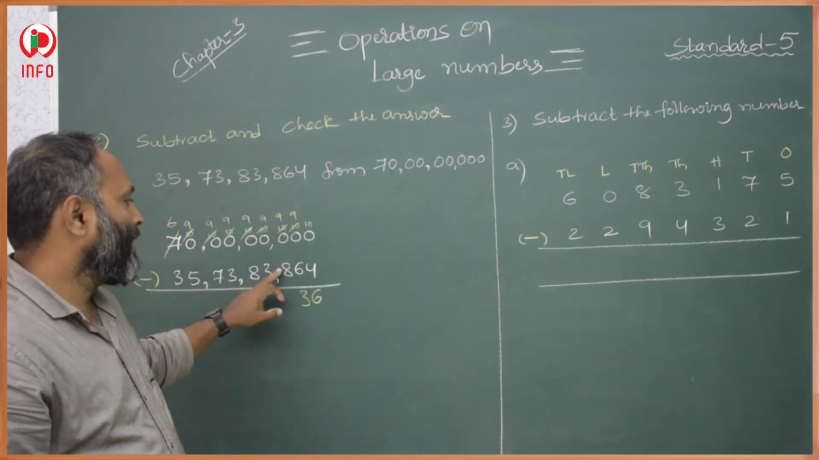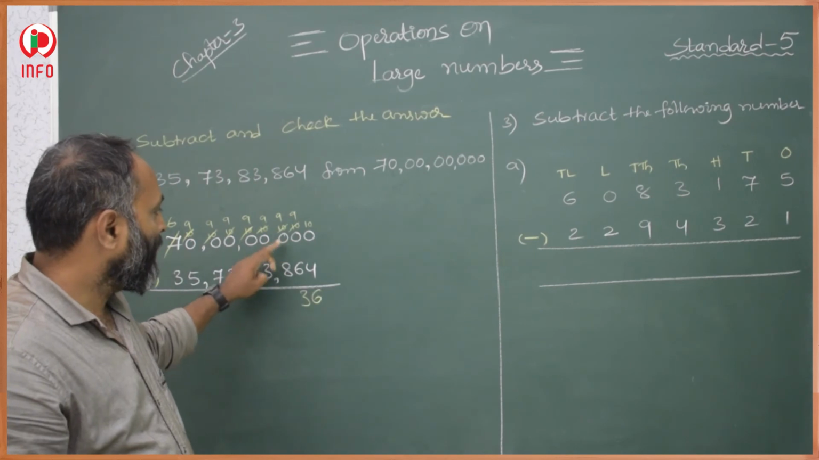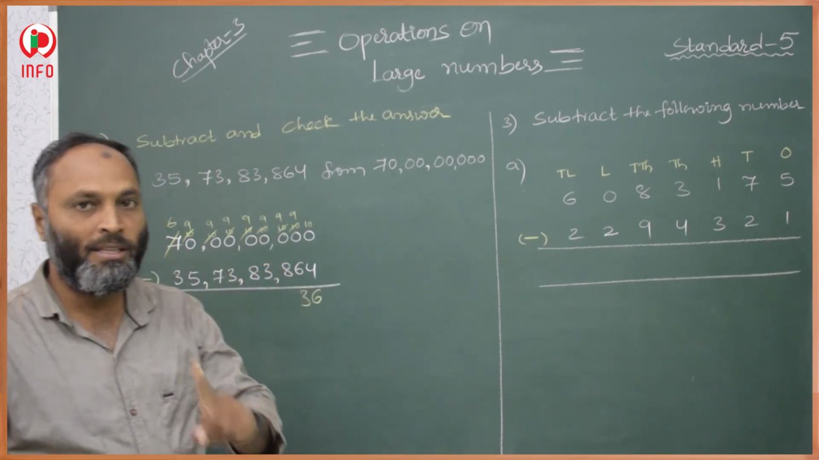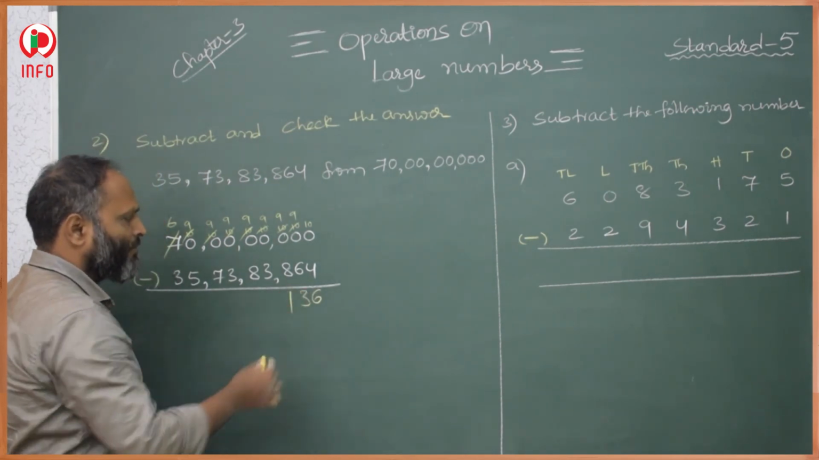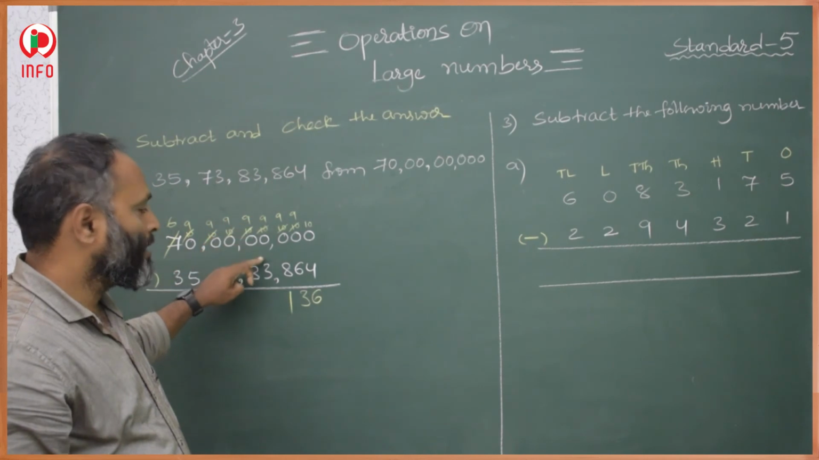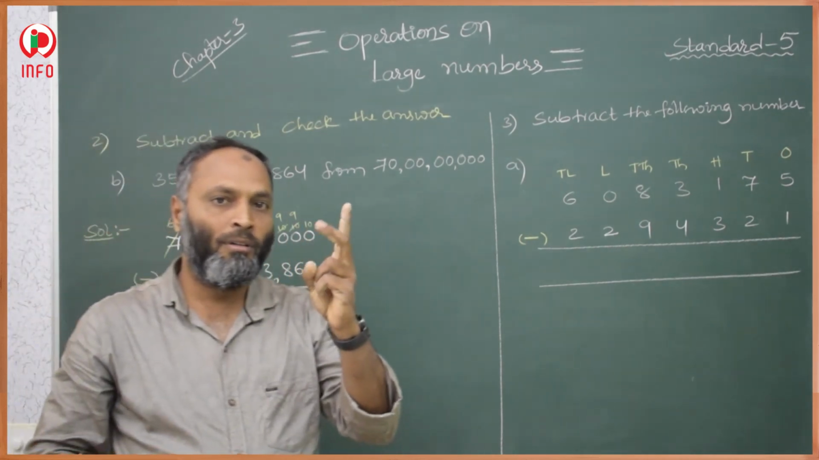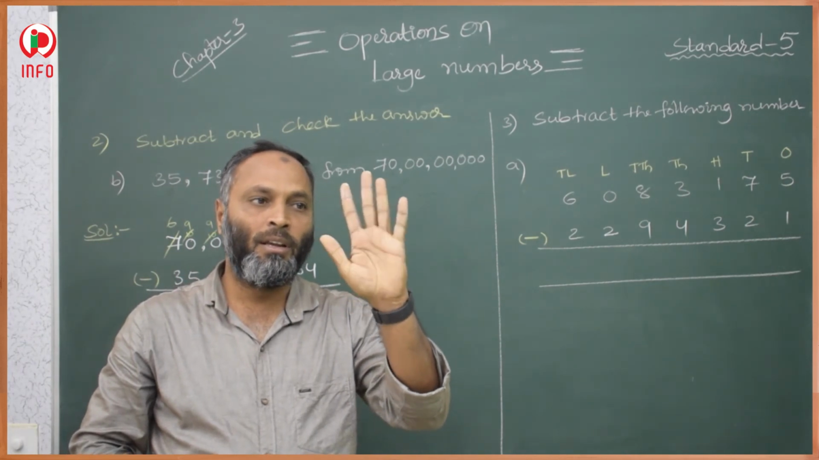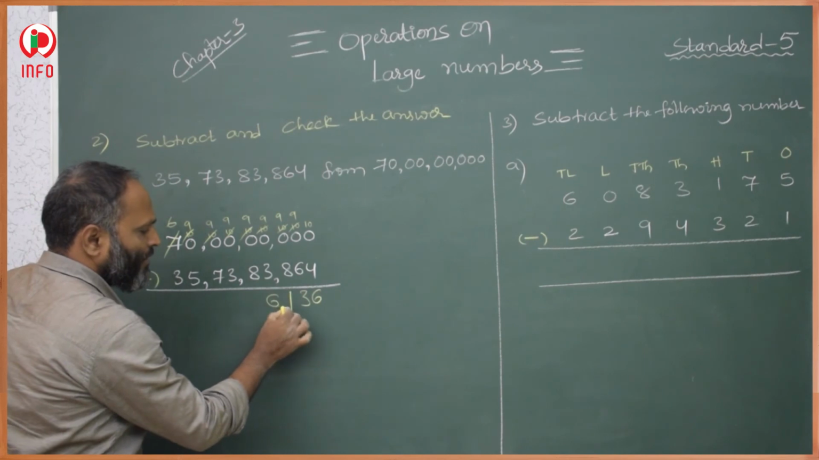Then 9 and 8. 9 minus 8 is 1. Then here 1. And here 9 and 3. 9 minus 3 is how much? From 4 we count till 9: 4, 5, 6, 7, 8 and 9. That is 6. 9 minus 3 is 6.